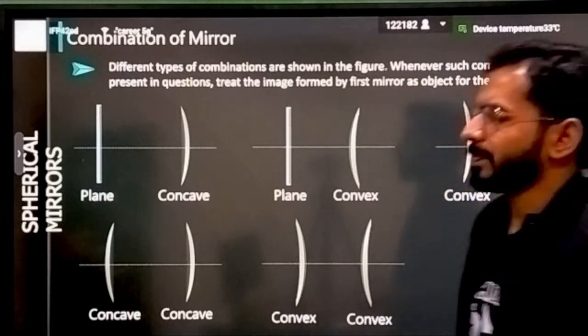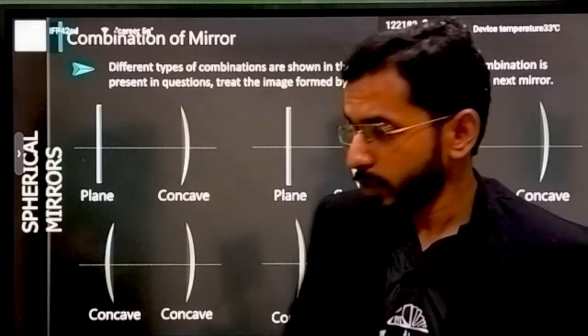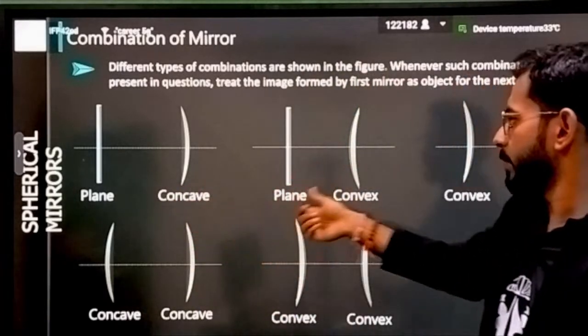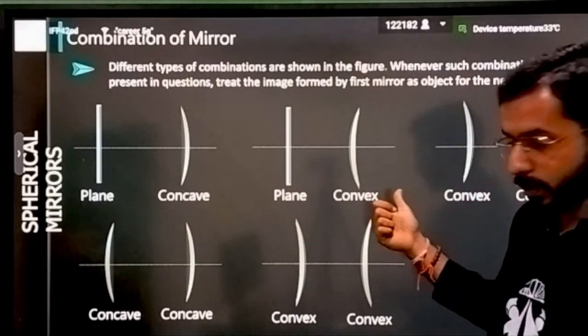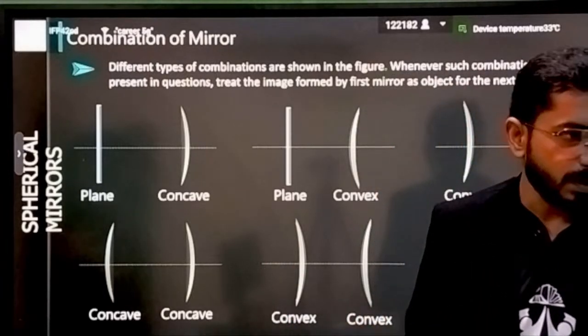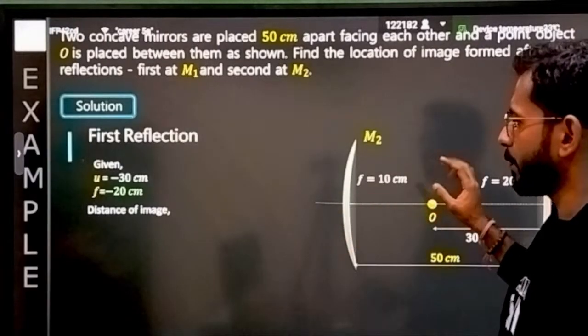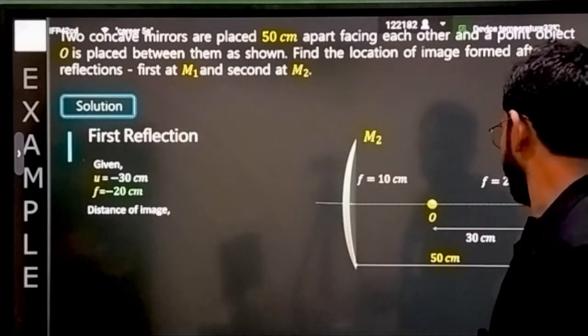Now, combination of mirrors. There are multiple possibilities for combining mirrors. You can combine plane mirror with concave mirror, plane mirror with convex mirror, convex with concave, convex with convex, or concave with concave. So lots of possibilities are there for the combination of mirrors. Let's see what the basic way to solve these questions is.